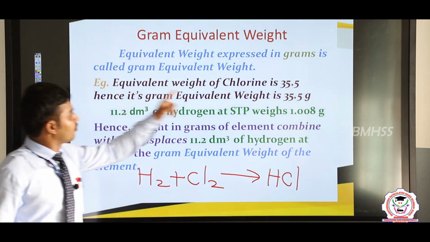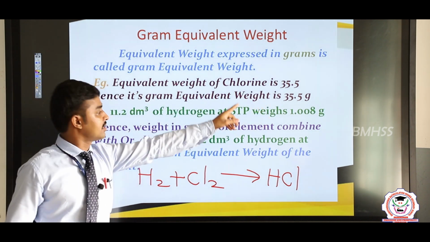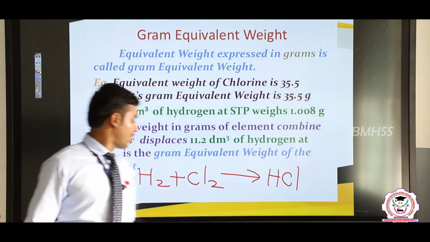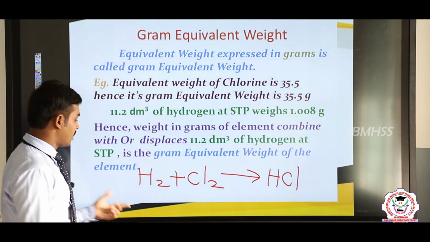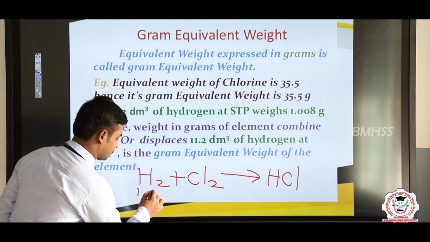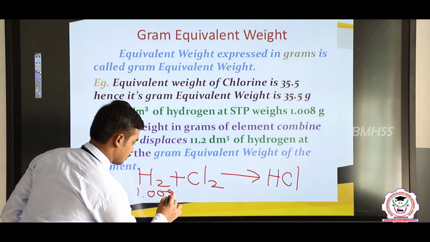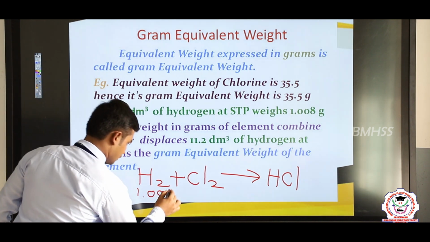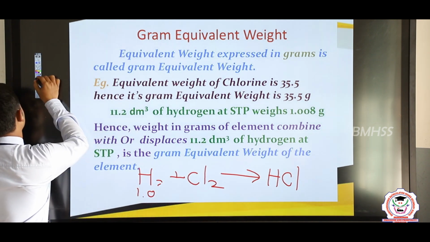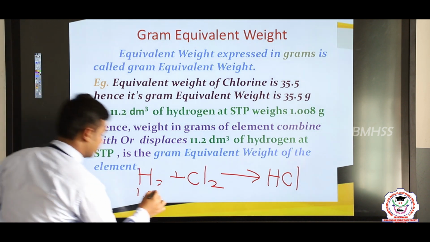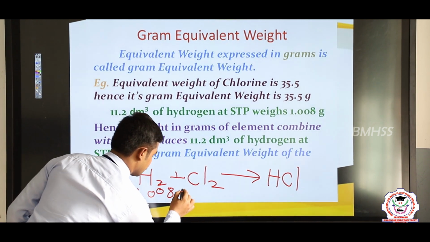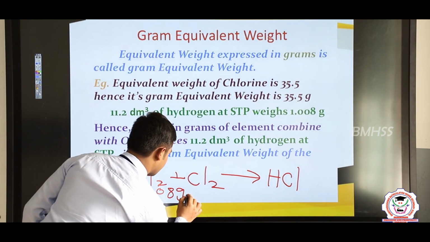Here 1 mole of chlorine has the mass 35.5 gram per mole, and 1 mole of hydrogen has 1.008 gram per mole. And for hydrogen, 1.008 gram.